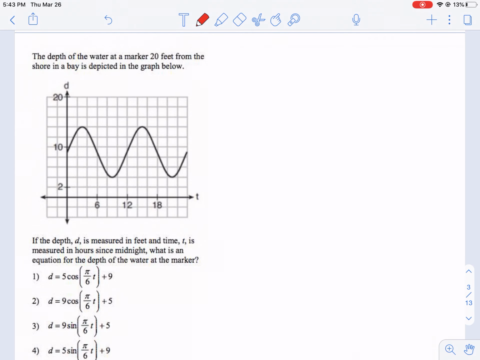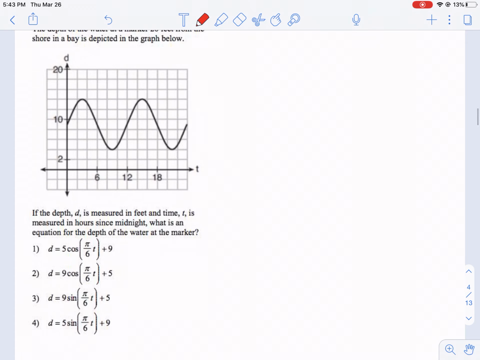The depth of water at a marker 20 feet from the shore of the bay is depicted on the graph. Find the equation. Alright, well, 2 of the equations have an amplitude of 5, and 2 of them have an amplitude of 9, and reverse for midline. So let's find those first. The highest is 14, they're counting by 2's, and the lowest is 4. So 14 plus 4 divided by 2, 18 divided by 2 means 9 is the midline.